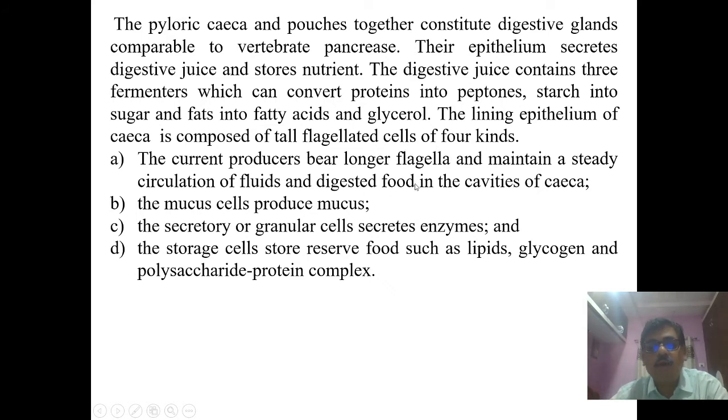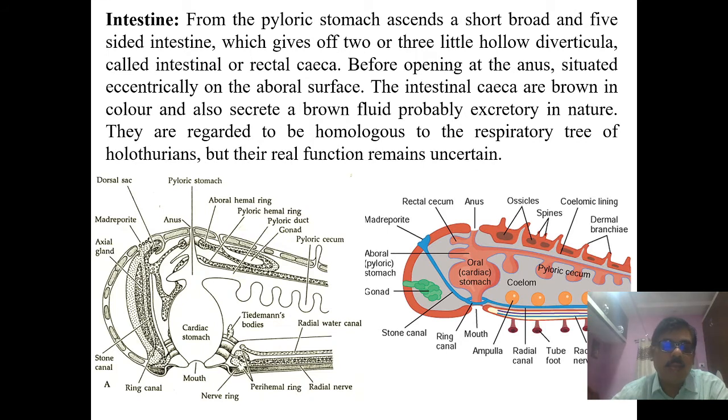So the epithelium of this pyloric ceca has four types of flagellated cells. The first one, having the longer flagella, maintains the steady circulation of fluid and the digested food in the cavities of ceca. Then the mucus cell produces the mucus. Then the secretory or glandular cell secretes the digestive enzymes. And the storage cells help in the storage of reserve food material such as lipid, glycogen and polysaccharide protein complexes. The next one is what?